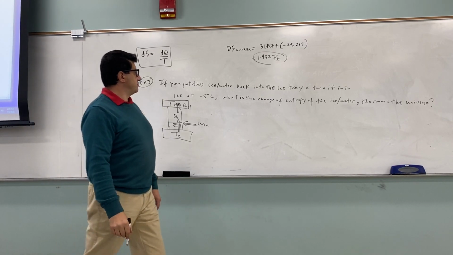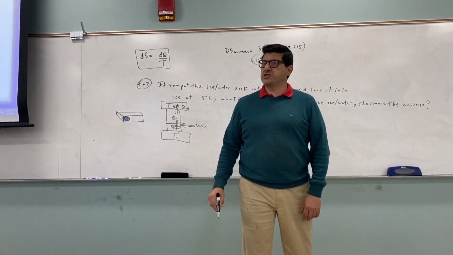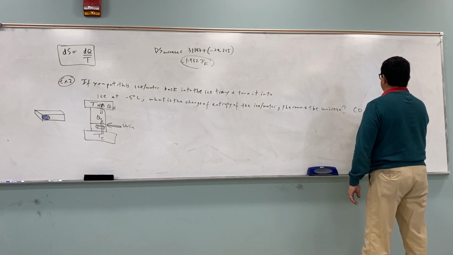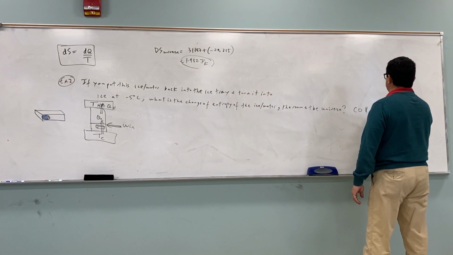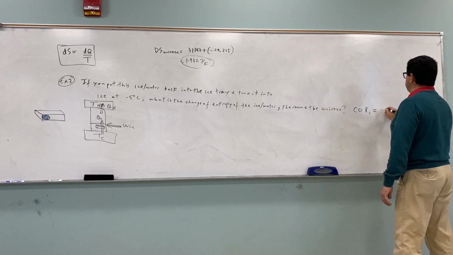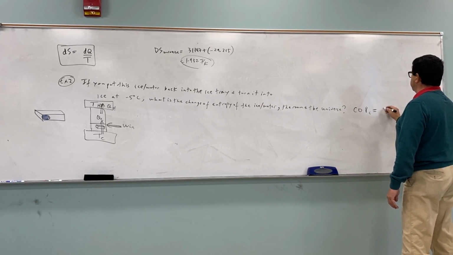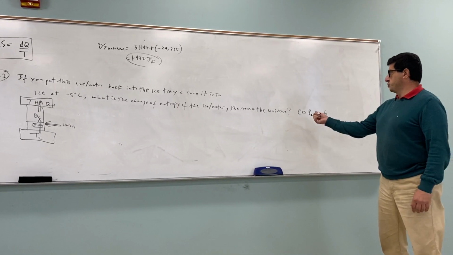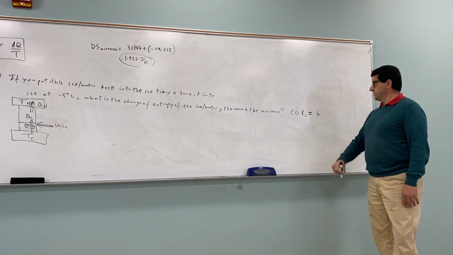So let's assume the problem has to tell us what the coefficient of power of the refrigerator is. The coefficient of power of the refrigerator in the cooling mode is going to be, let's say, some number like 6. That's a pretty good refrigerator. So its coefficient of power has to be given.